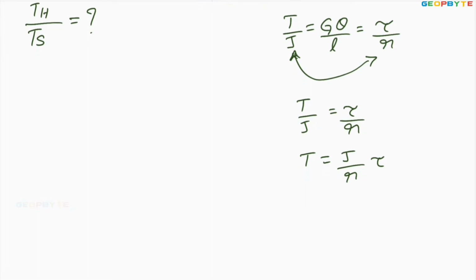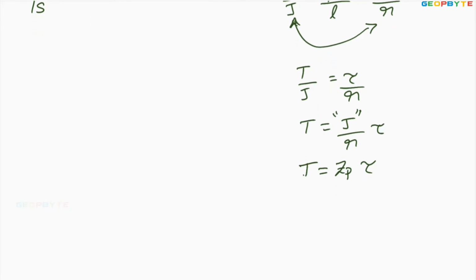The torque T can also be written as, we know, the quantity J by R is called polar section modulus, denoted by Z suffix P, into shear stress tau. So here Z suffix P equals polar section modulus.